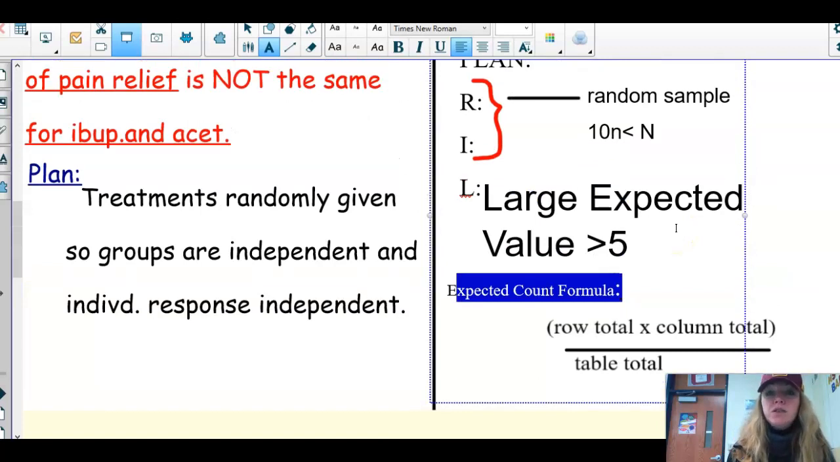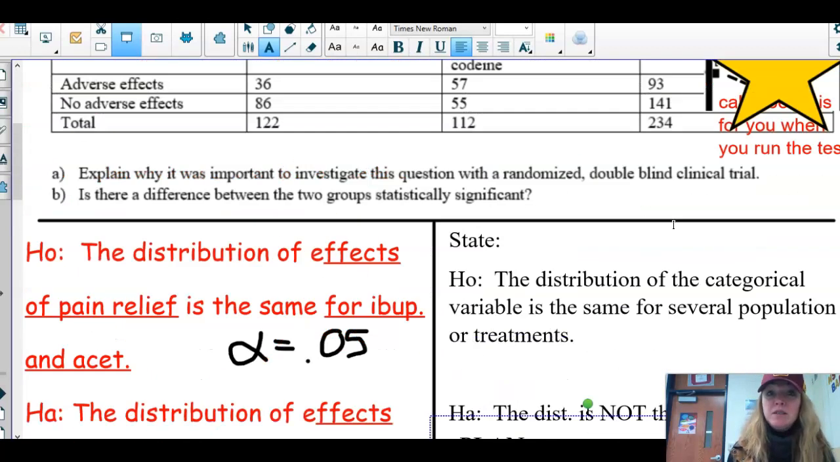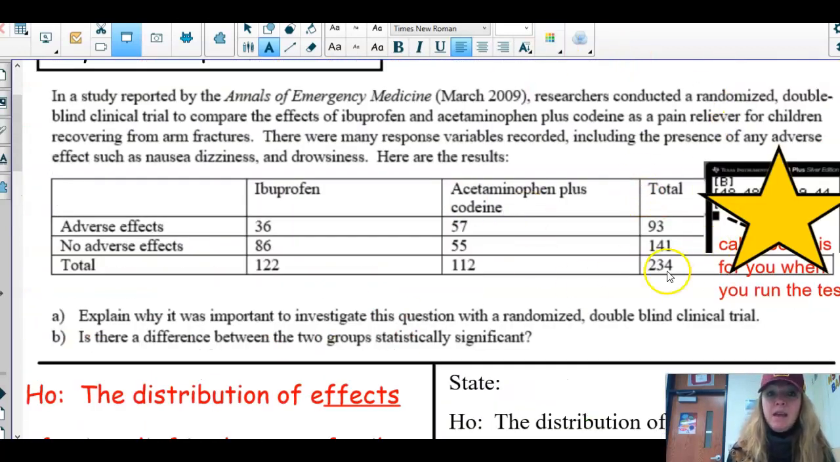okay? So what we're going to do is find the expected counts for this table. You see here that I have my column totals right here, and right here I have my row totals, okay? So now I have to actually find the expected count by taking a row total times the column total divided by the table total, which is right here. So now I'm going to go up to the smartboard.